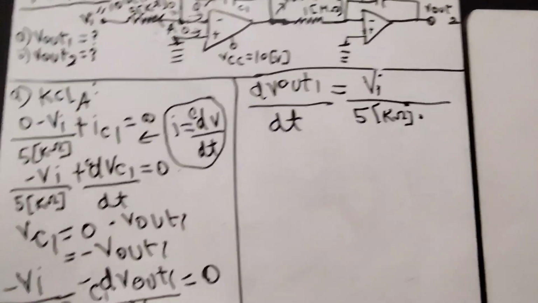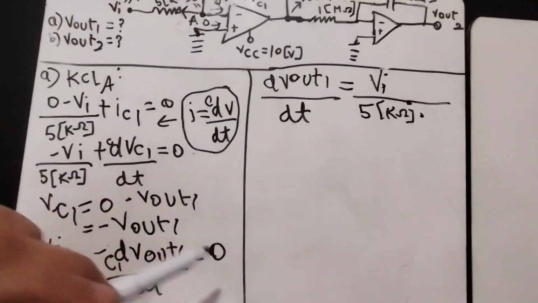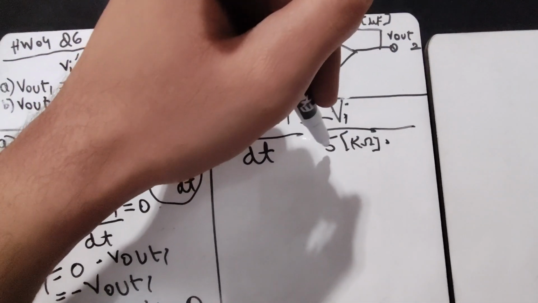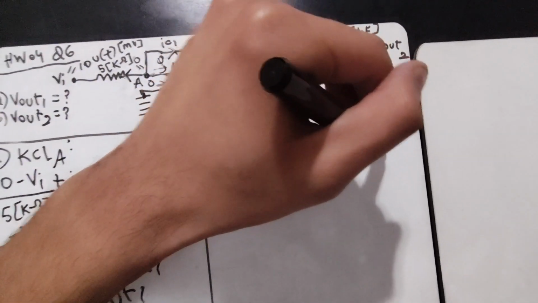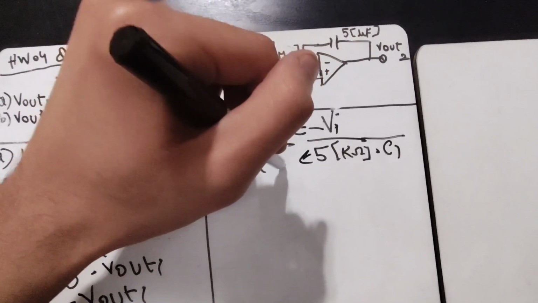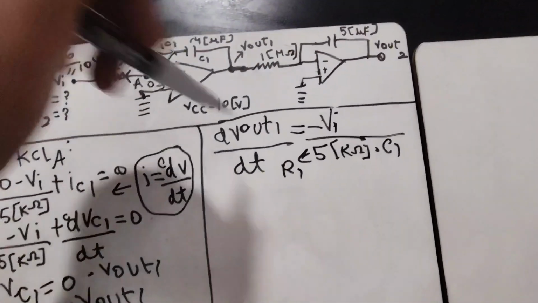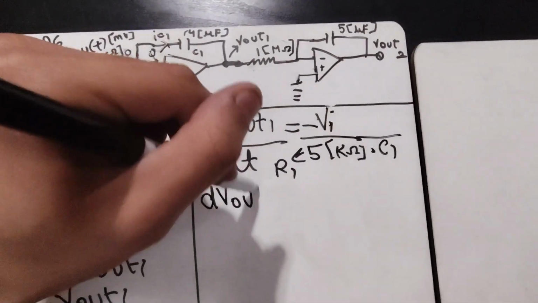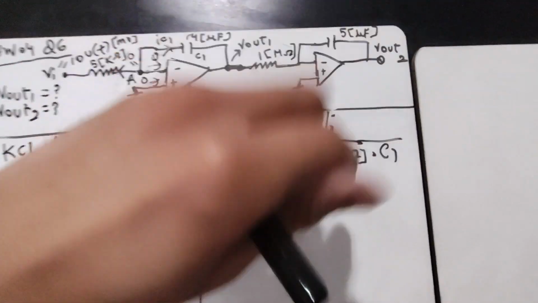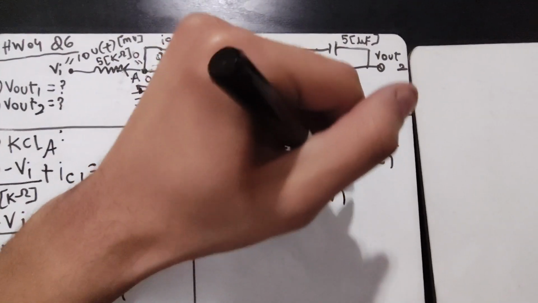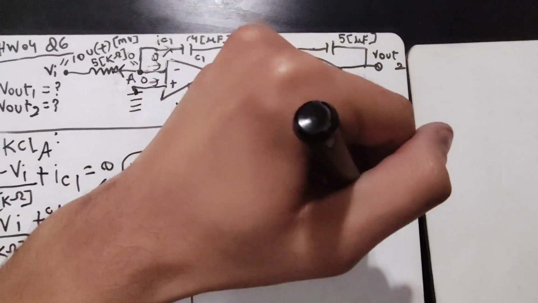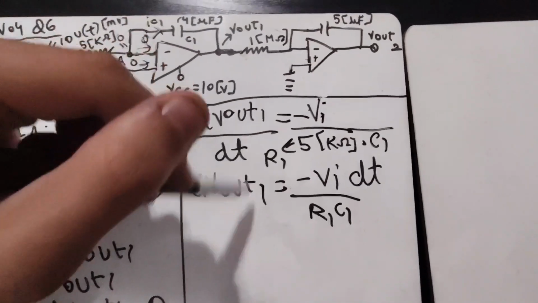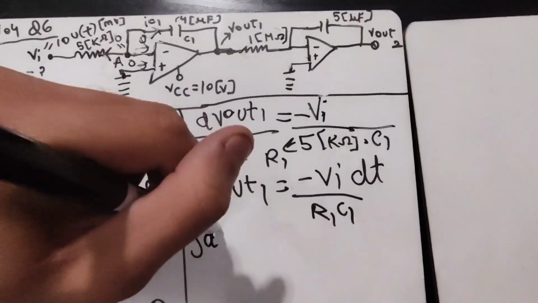We bring the C to the other side. We can write the negative anywhere, on the bottom or on the top, and the C comes here. We can consider the 5 kilo ohms as R1 to make it easy. Now we move the dt to the other side, which gives dt over R1C1. Now we need to find Vout1, so we integrate on both sides.